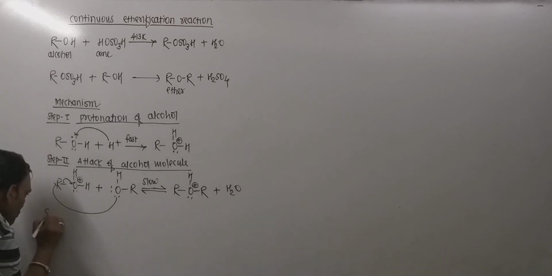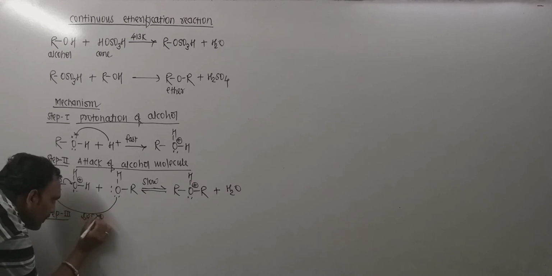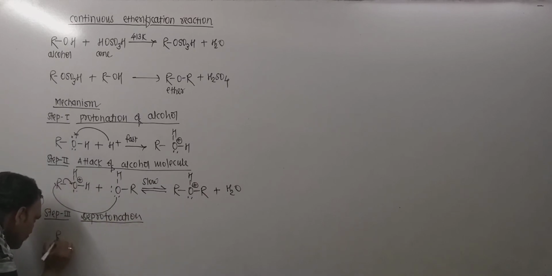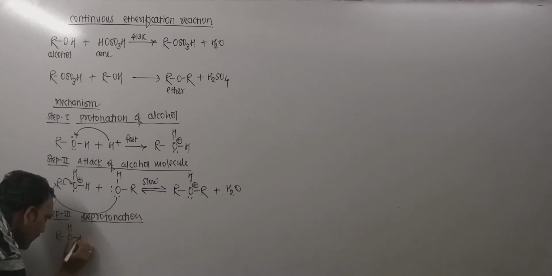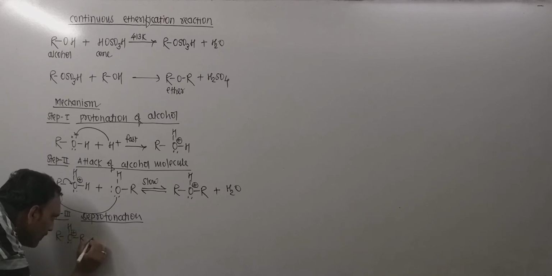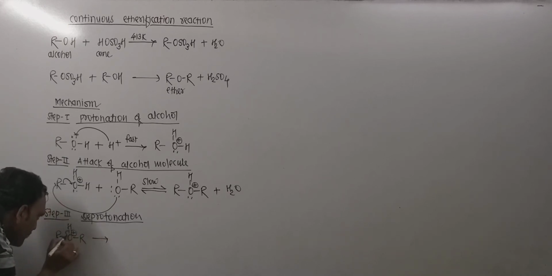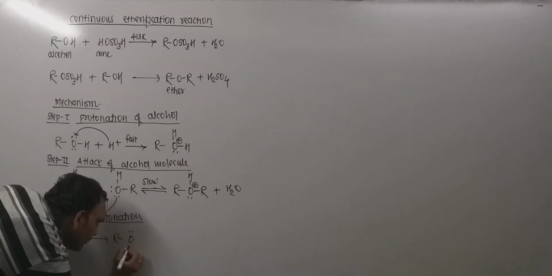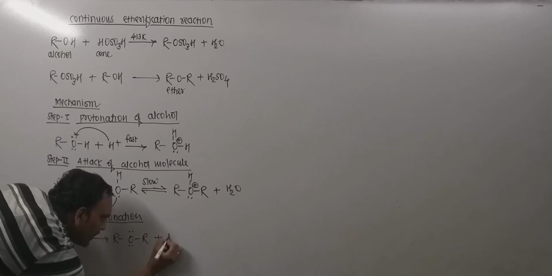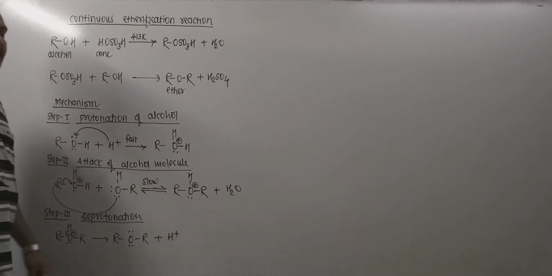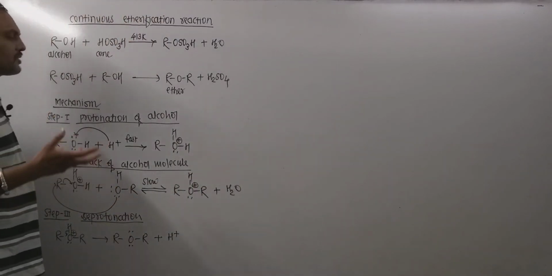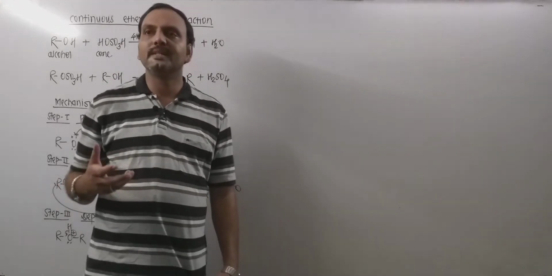Now in the crucial third step, deprotonation takes place. The oxonium ion obtained in the above step loses a proton, and the electron pair remains on the oxygen, which leads to the formation of the ether with the departure of the proton. In this way, ethers can be produced from alcohol on a large scale, and this is the continuous etherification reaction.